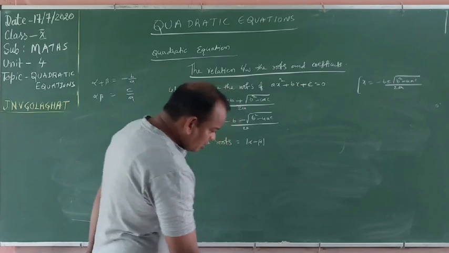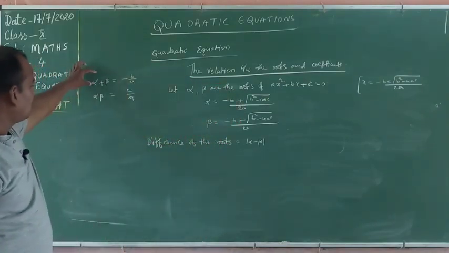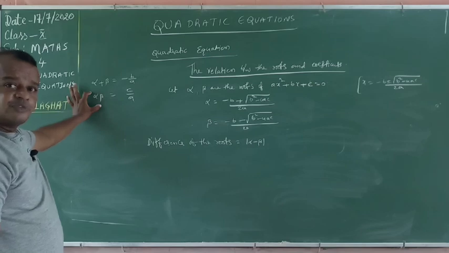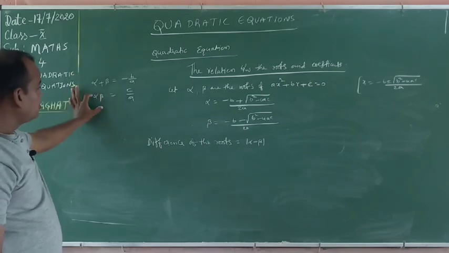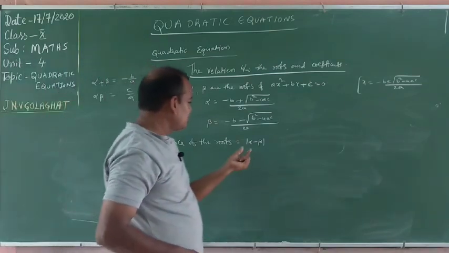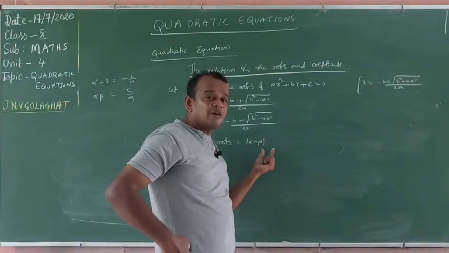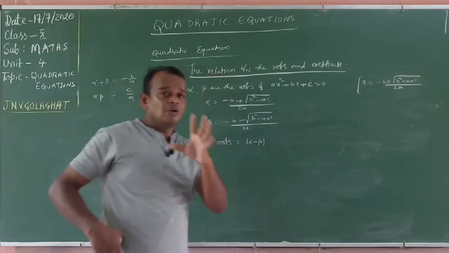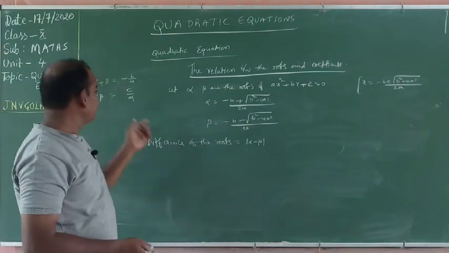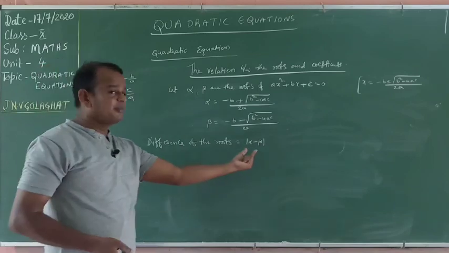Now you already know the formula for alpha plus beta and alpha into beta. Now our main purpose is the difference of the roots, alpha minus beta. First we will find one relation between alpha plus beta and alpha minus beta.